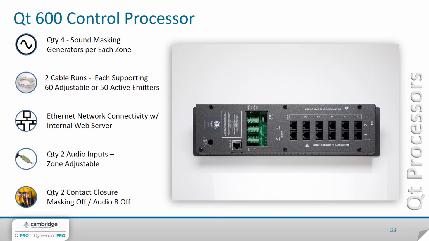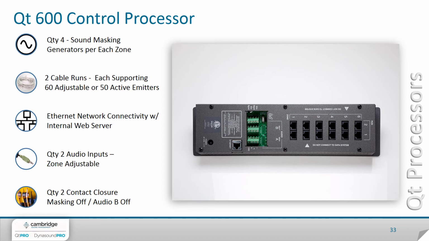Also like the QT300, each zone of the QT600 provides 4 unique sound masking generators with connections for 2 separate cable run ports on the rear of the controller. Each cable run supports 60 QT adjustable emitters or 50 QT active emitters.